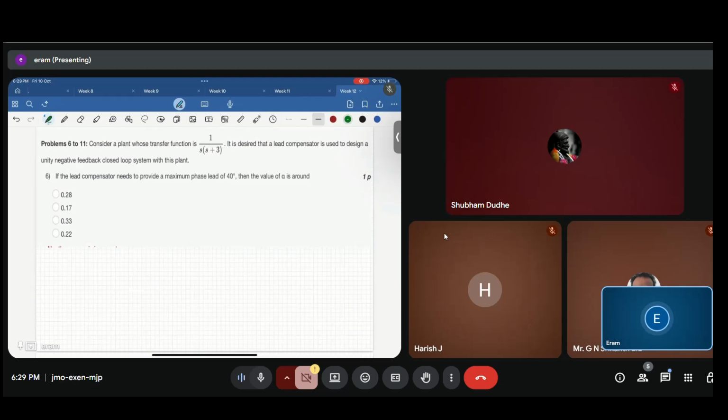So in this question you are given a plant transfer function which is 1 divided by s into s plus 3, and it is desired that a lead compensator is used to design a unity negative feedback closed loop system. So using a lead compensator we have to design a unity feedback closed loop system, and it is given that the maximum phase provided by the lead compensator is 40 degrees. Identify the value of alpha.